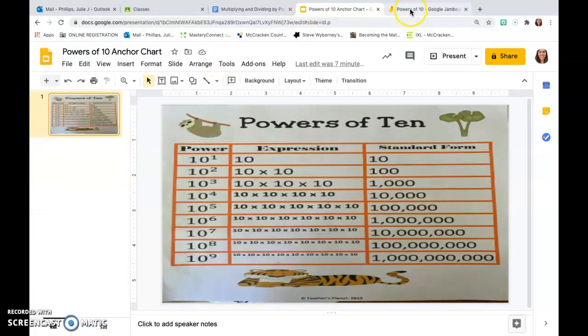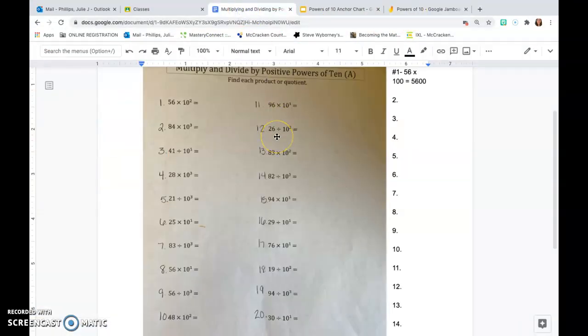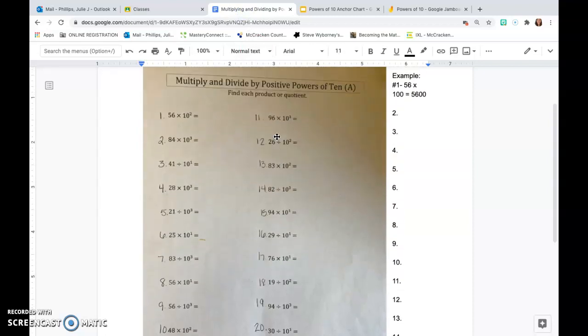We're going to work on this assignment in your Google Classroom that's called multiplying and dividing by positive powers of 10. I did that first one right there for you as an example. 56 times 10 squared would be 56 times 10 times 10, which is 100. When I remember back to multiplying by powers of 10, since there's 2 zeros in my power of 10, that means my 56 moved to the left 2 times in my place value, so I added 2 zeros at the end for those empty spots on the place value.